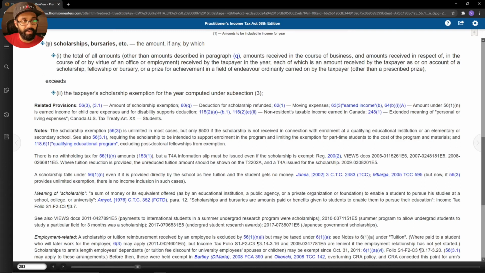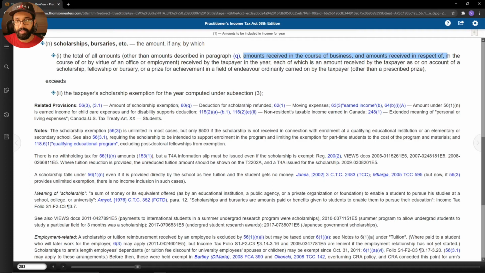56 subsection 1, paragraph N, scholarships, bursaries, etc. The amount, if any, by which. So remember, anything in section 56, subsection 1, all of the paragraphs that follow are to be included in income. Subparagraph I, the total of all amounts, other than amounts described in paragraph Q, amounts received in the course of business, and amounts received in respect of, in the course of, or by virtue of an office or employment, received by the taxpayer in the year, each of which is an amount received by the taxpayer as, or on account of, a scholarship, fellowship or bursary, or a prize for achievement in a field of endeavor ordinarily carried on by the taxpayer, other than a prescribed prize.